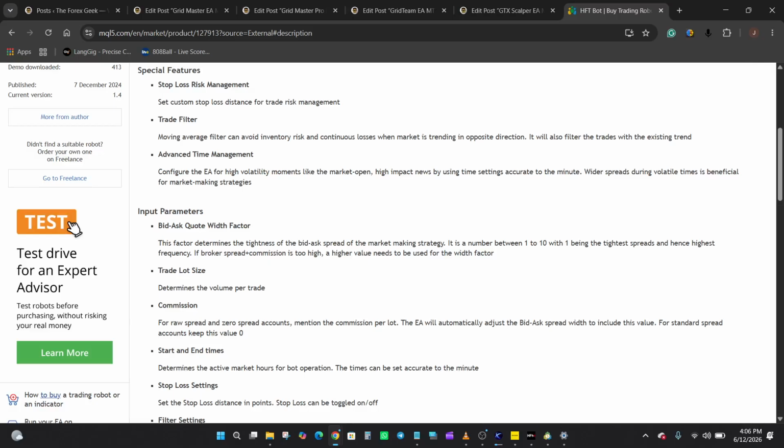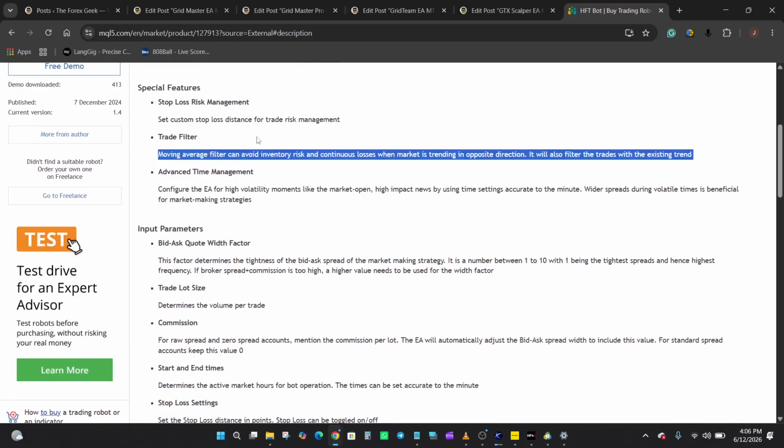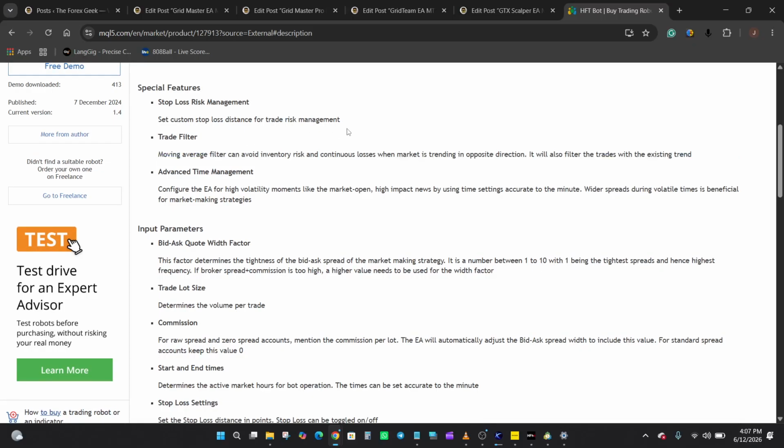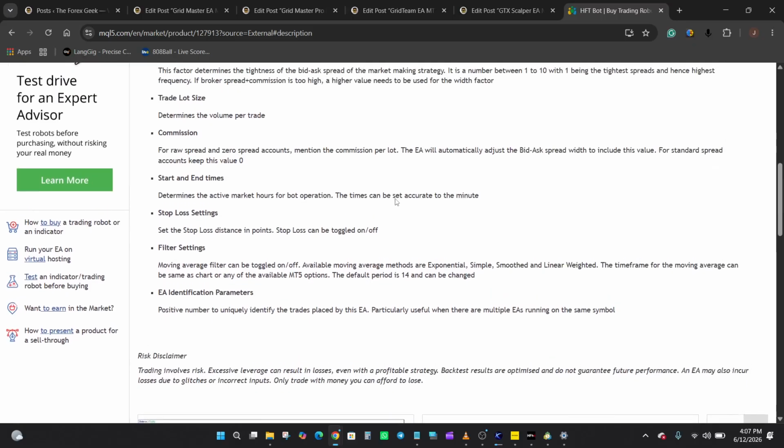Another notable feature is the moving average filter. According to the developer, this filter can help avoid inventory risk and reduce exposure when the market is moving strongly in one direction. Several moving average methods are available, including exponential, simple, smooth, and linear weighted, along with customizable time frame options.